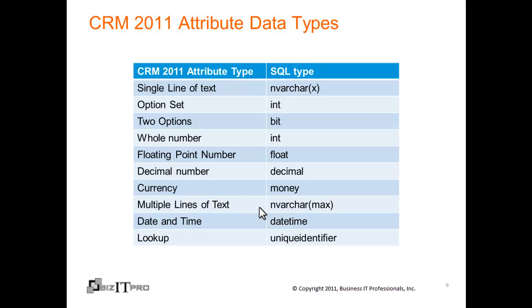Multiple lines of text, which are stored as nvarchar(max). This is for storing very large amounts of text, up to 100,000 characters. The date and time field, stored as datetime. And finally, the lookup field type, which is basically stored in CRM as a unique identifier or a foreign key.